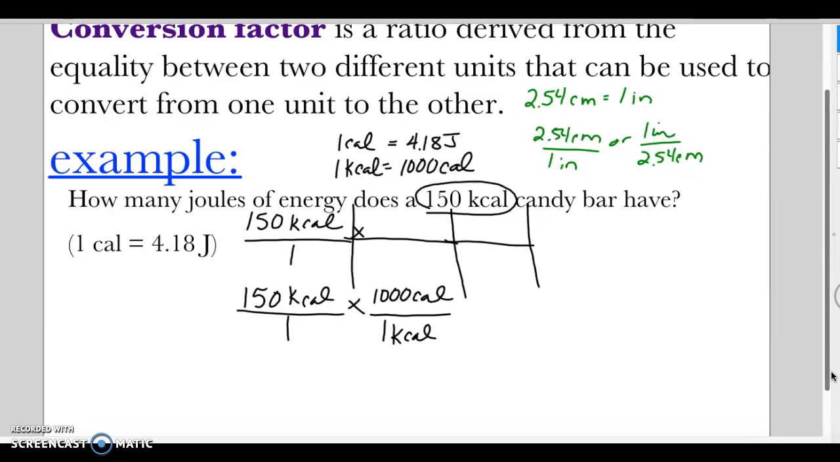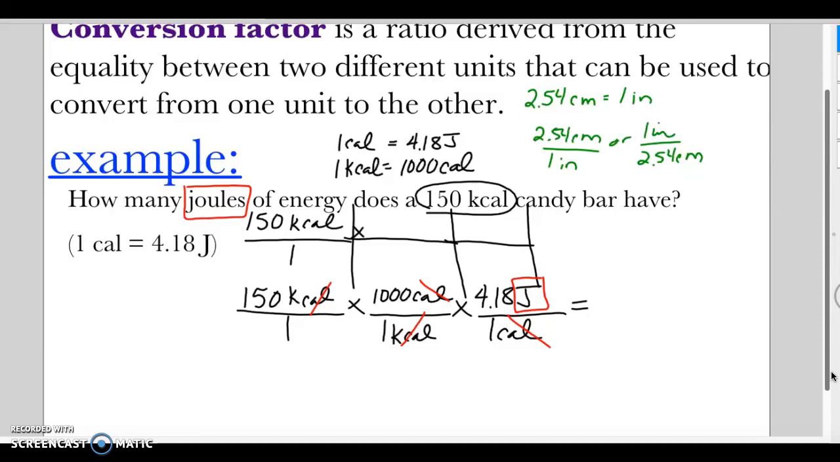At this point, if I were to stop, I'm in calories. But in the question, they want to know joules. So I know I have one more step, and I want to get rid of the calories. I'm going to put the 1 calorie equals 4.18 joules with the calorie on the bottom so that I can cancel those units. Then you can see the only unit that didn't cancel is joule. Then I can just do the math by taking 150 times 1,000 times 4.18.